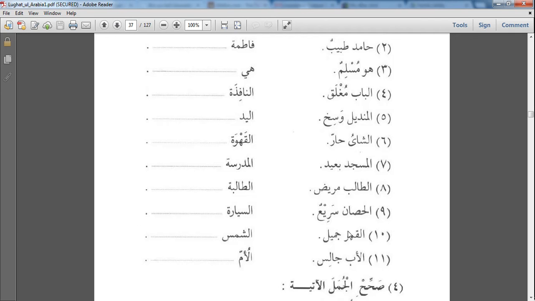Al-qamaru jamilun. The moon is beautiful. الشمس جميلة. And الشمس, as we said before, it is مؤنث سماعي. الأب جالس. The father is sitting. الأم جالسة. The mother is sitting.